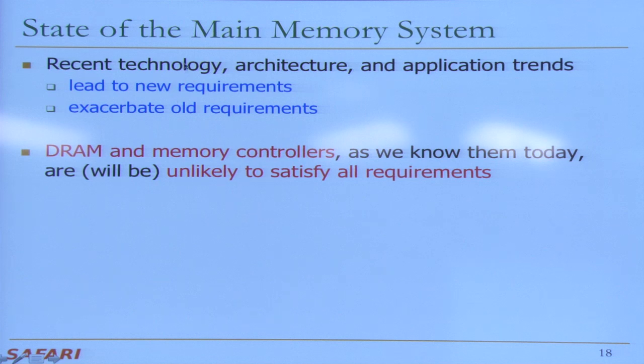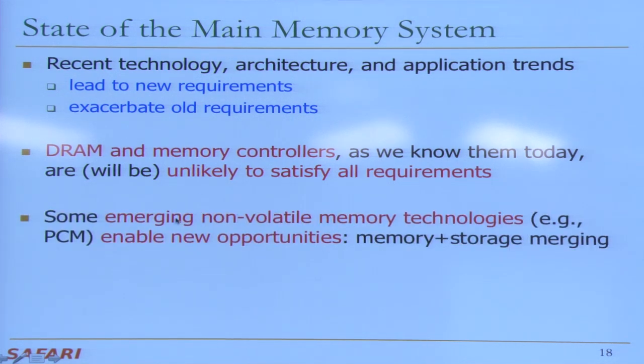And given these new trends, DRAM and memory controllers, as we know them and as we design them today, are already unlikely to satisfy all of these requirements. And there are also some emerging technologies that we will talk about later that enable new opportunities that can potentially solve these new requirements. And we'll talk about that toward the end of the class. One example is phase change memory.